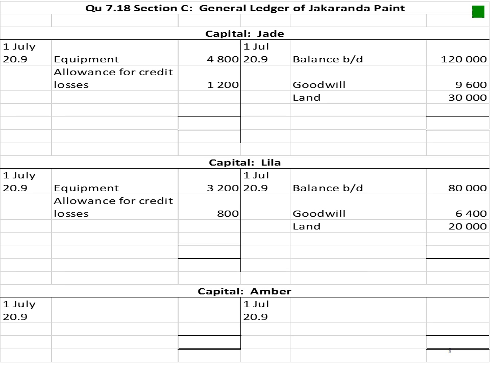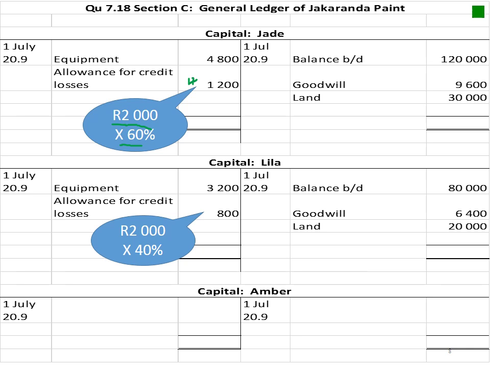We also need to create an allowance for credit losses of 2,000 Rand because they're debtors that they believe won't pay. So this is also decreasing the assets of our business. So 60% of that allowance is going to be debited to Jade's account, and 40% of that allowance is going to be debited to Lila's account. And the credit is going to go to the allowance for credit losses account, which is a negative asset account. It reduces the value of debtors.